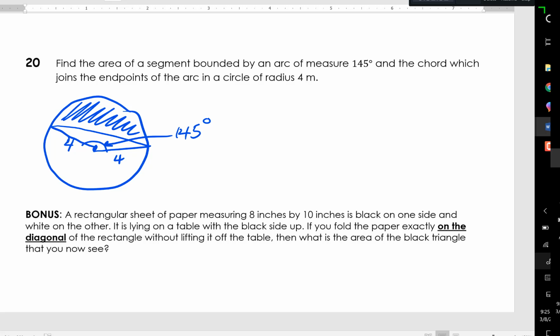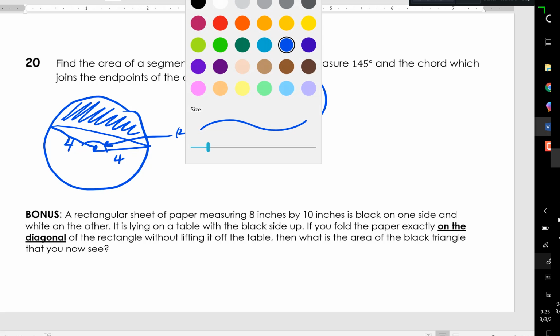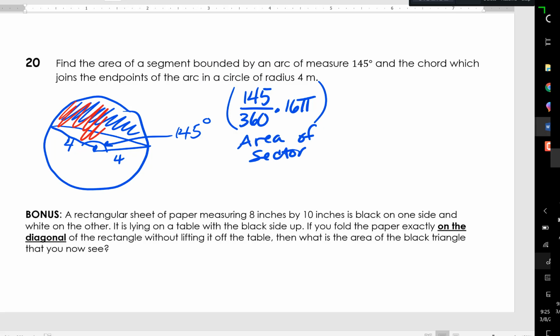And so to find the area of the whole sector, it's just going to be 145 over 360. So what fraction of the circle is this piece of pie, times the total area of the circle, which is pi r squared, or 16 pi. So this is the area of the sector. It's the fractional part of the whole circle that sector is, that 145-degree sector. All right, now we found the area of the whole piece of pie.